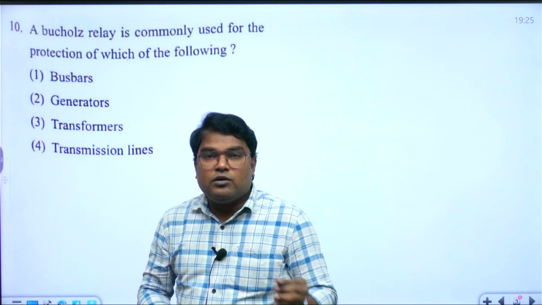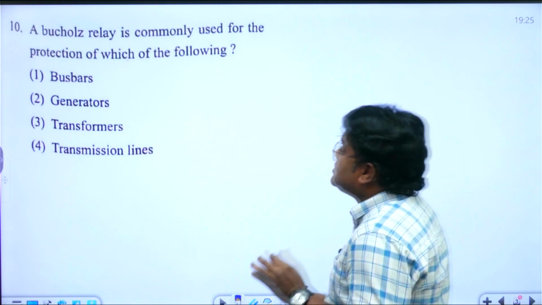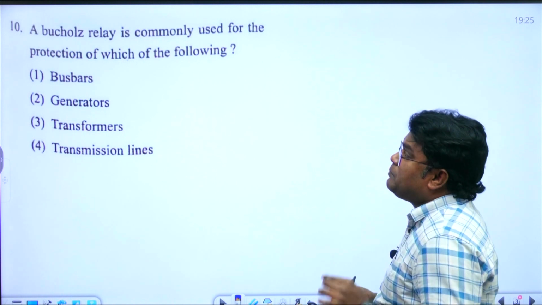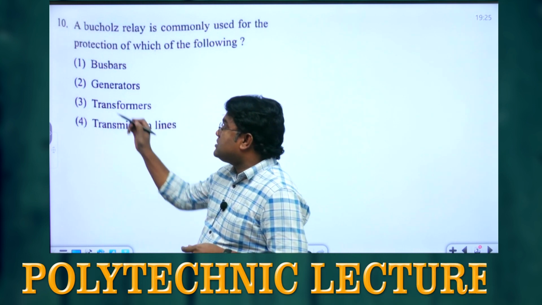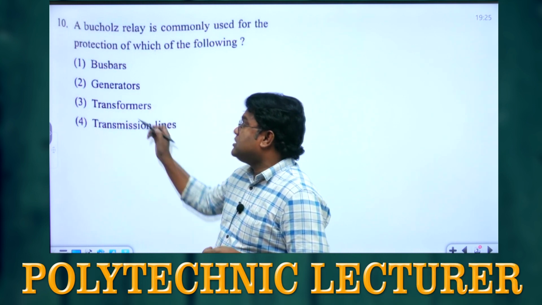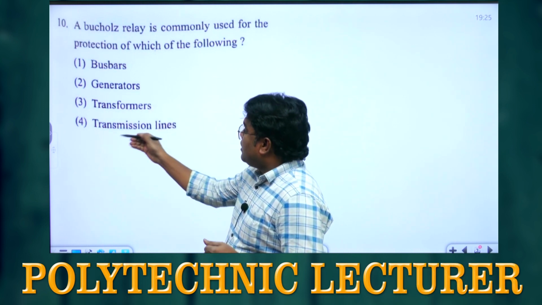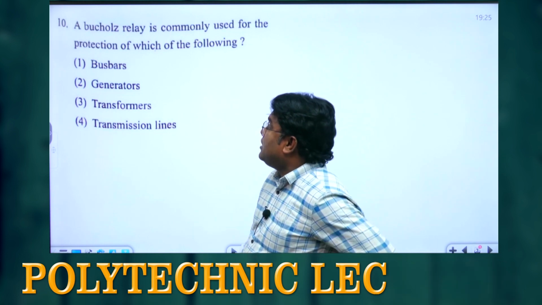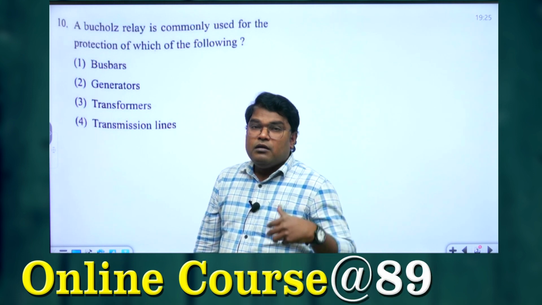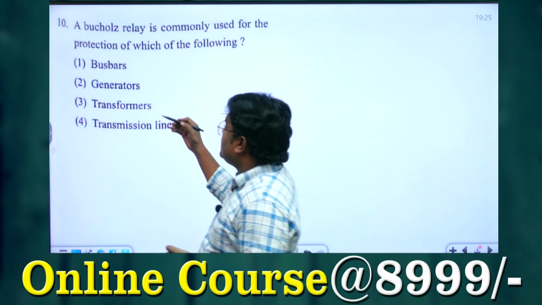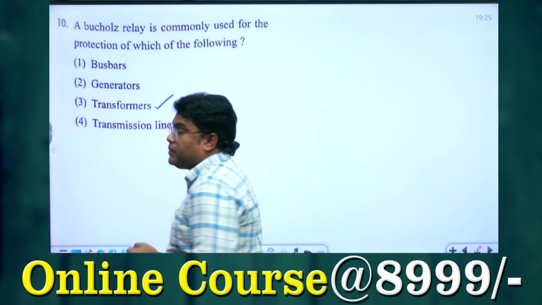Let us solve another question. The question is: Buchholz relay is commonly used for the protection of which of the following? Option 1 bus bars, option 2 generators, option 3 transformers, and option 4 the transmission line. The Buchholz relay is used for protection of the transformer from internal faults. So option 3 is correct for this question.